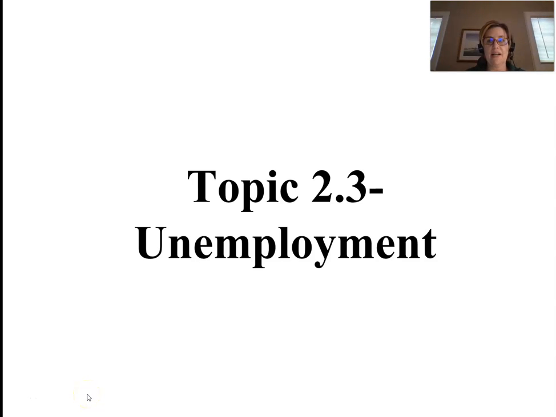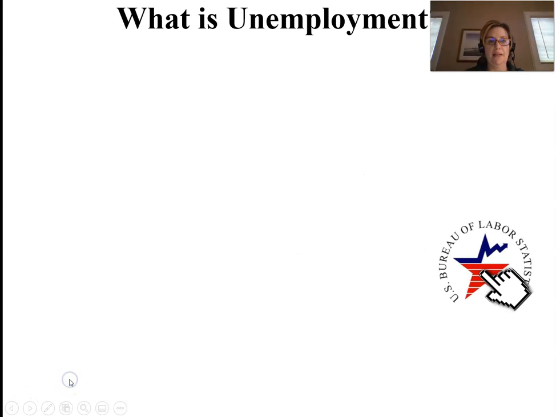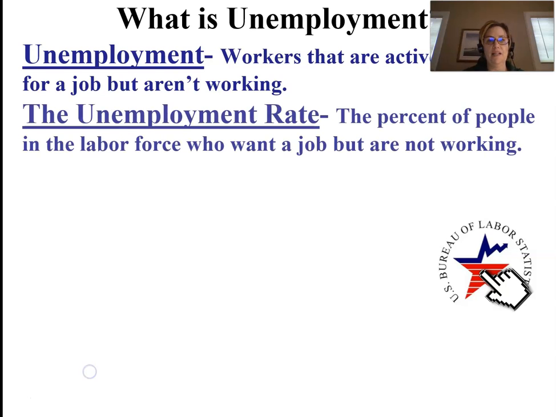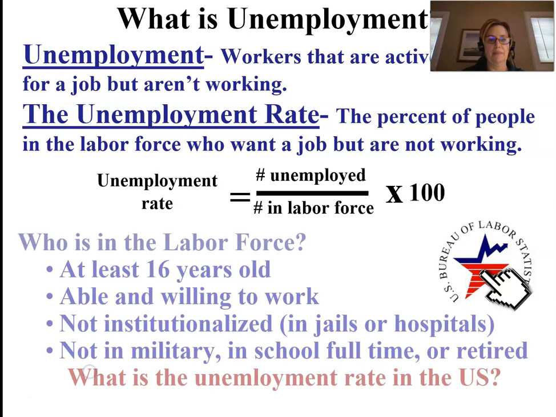This video is going to cover unemployment. How exactly do we measure unemployment? What is unemployment? In order to be unemployed, workers have to actively be looking for a job. The unemployment rate is the percent of people in the labor force who want a job but are not working. And you calculate it by taking the number of unemployed divided by the number in the labor force times 100.